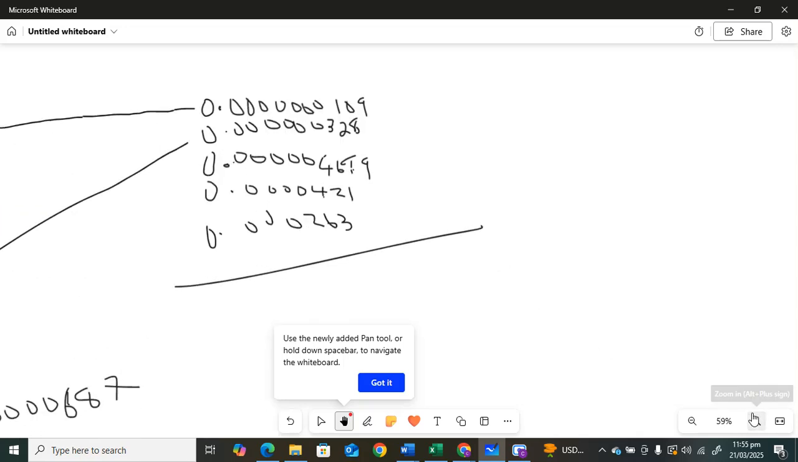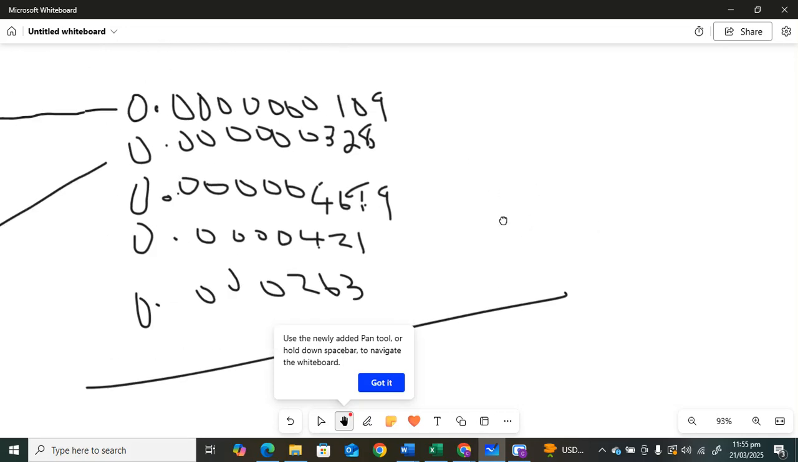Let me zoom in. So the first one has got 8 zeros, 0 point, 1, 2, 3, 4, 5, 6, 7, 8, then 1, 0, 9. The second one has 7 zeros, then 3 to 8. And the third one has 6 zeros, 4, 6, 9. So the number of zeros are just reducing. Tell me what we get as our final answer.